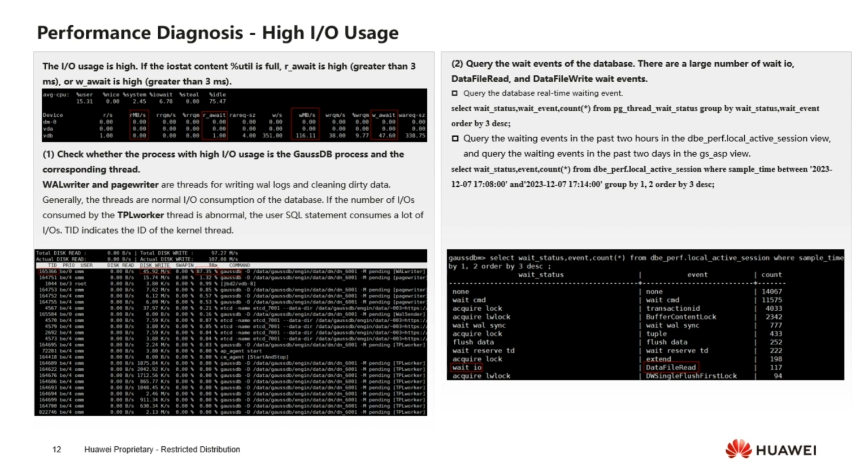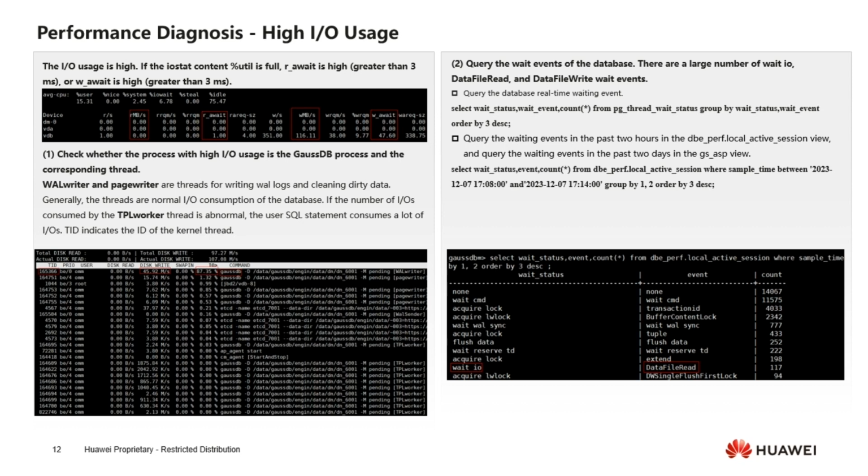We then use the iotop command to see if it's the database threads that make such a consumption of I/Os. And from the picture, yes, we can see the top two are the WAL writer and page writer threads. They're responsible for flushing WAL logs and the user data into disk. And it should be normal that they rank like this. But if we see that the TP worker thread consumes a lot of I/O, the system is then in trouble.